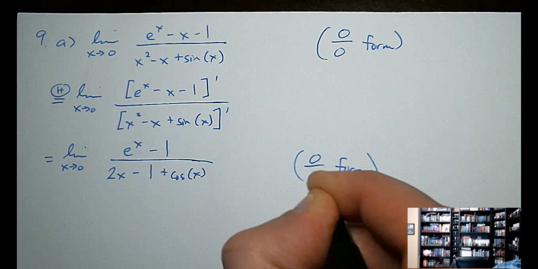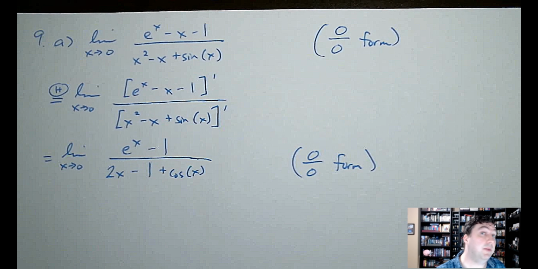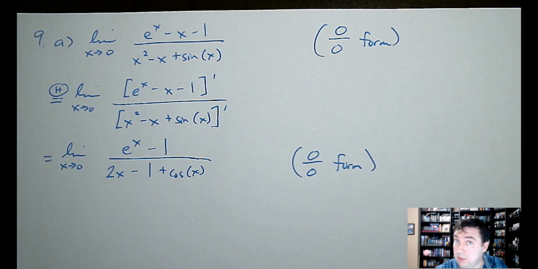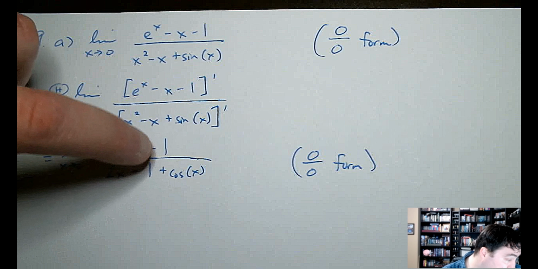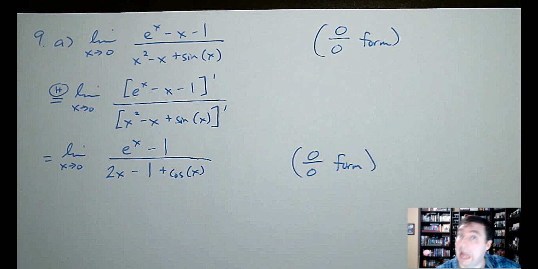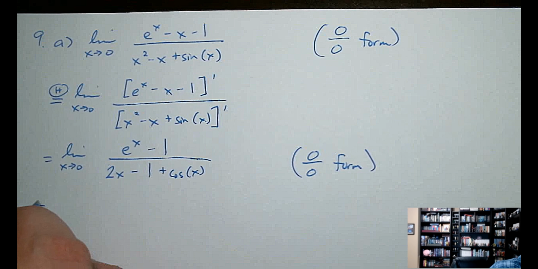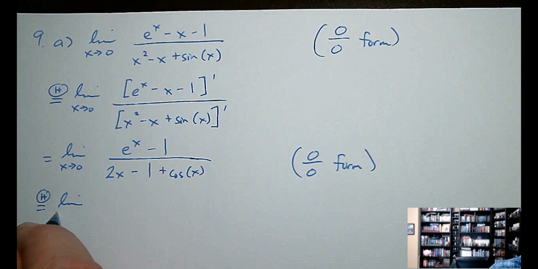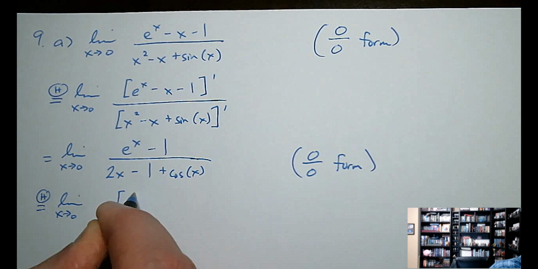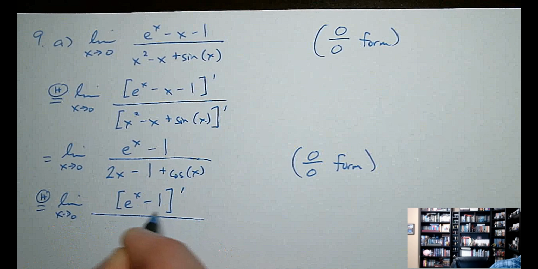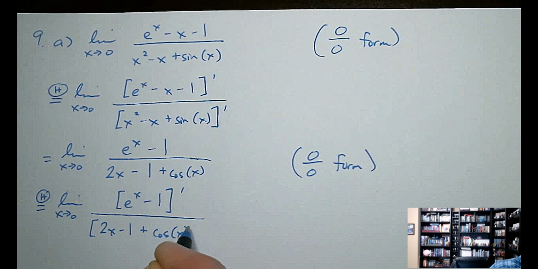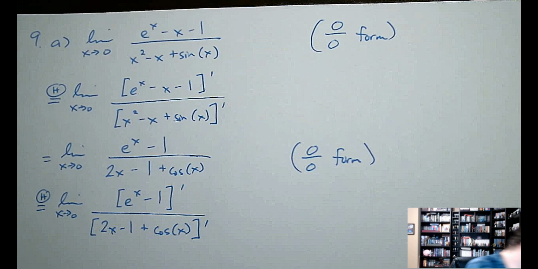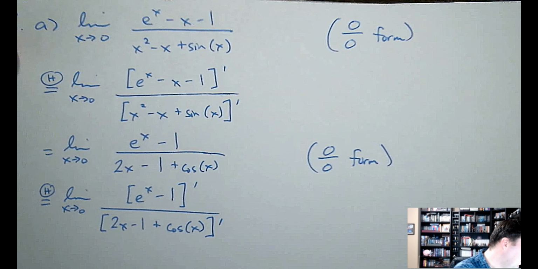But that's okay, because sometimes we need to use L'Hopital's rule more than once in order to be able to evaluate a limit. And so because we've gotten a 0 over 0 form, it means L'Hopital's rule applies to this limit every bit as much as it did our original limit. So in other words, that's going to be equal to the limit as x goes to 0 of the derivative of e to the x minus 1 divided by the derivative of 2x minus 1 plus cosine x. So again, we've got a couple of derivatives to work out here.